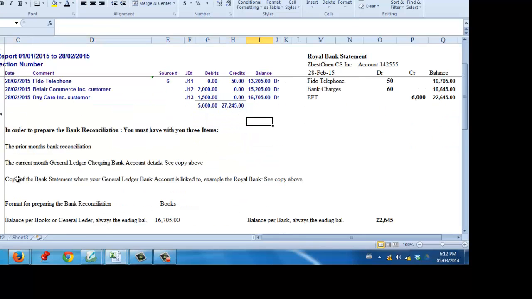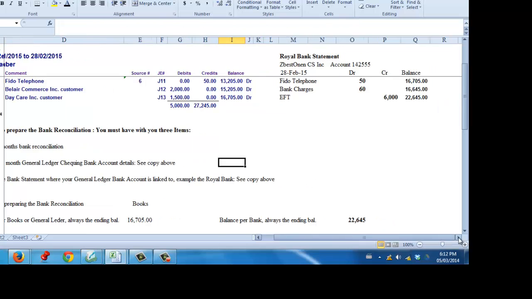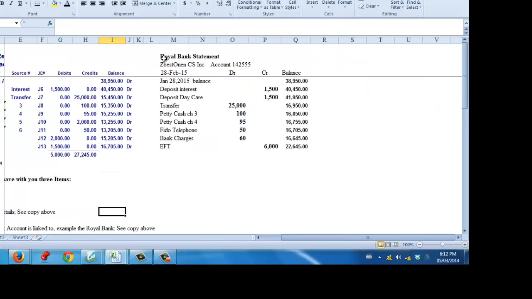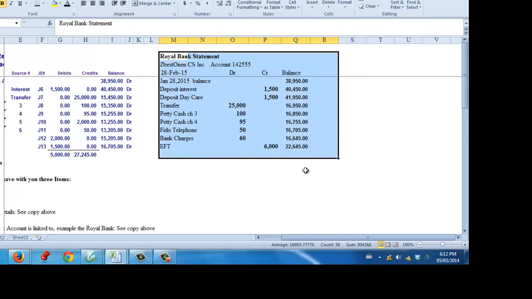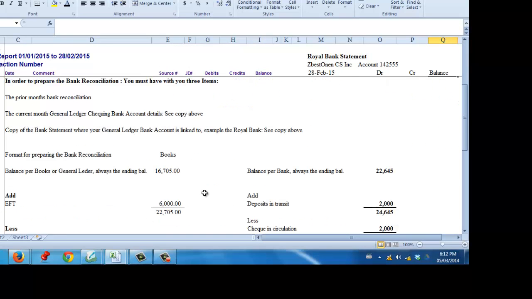The next thing we need to provide is a copy of the Royal Bank bank statement. This is the Royal Bank bank statement right there. Then how do we prepare a bank reconciliation? Very easy. You need two columns. One column will say balance per books, and the other one will say balance per bank. Here I have books, and here I should have written the word bank.